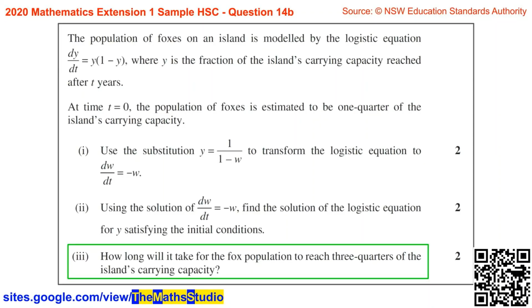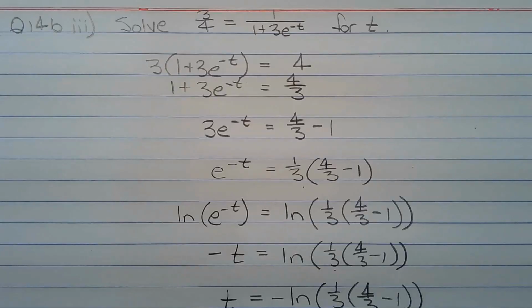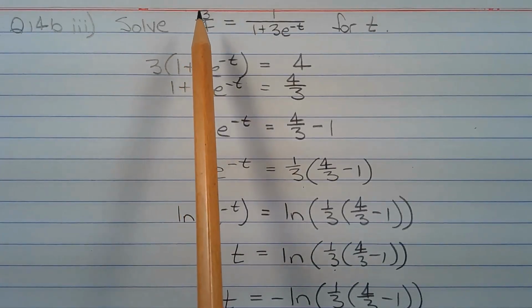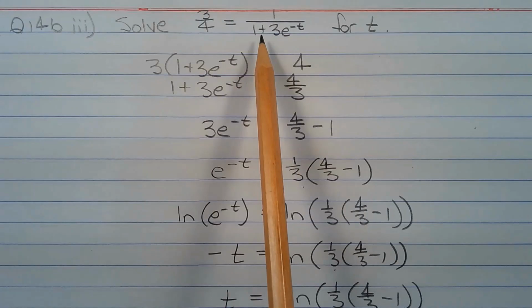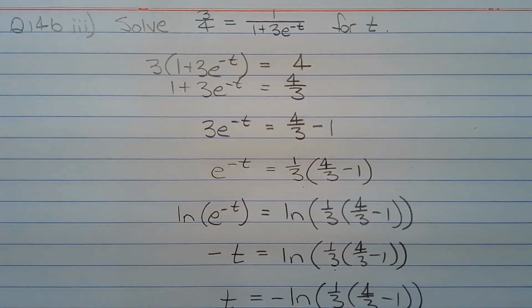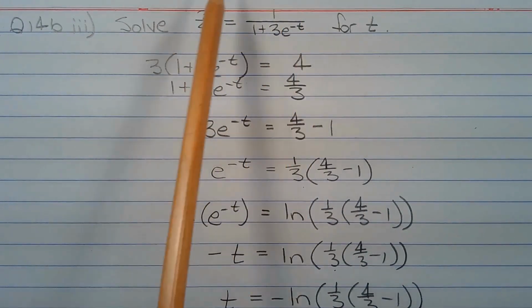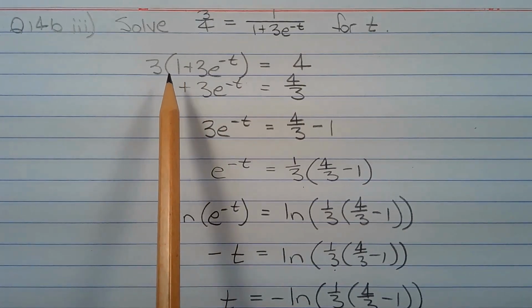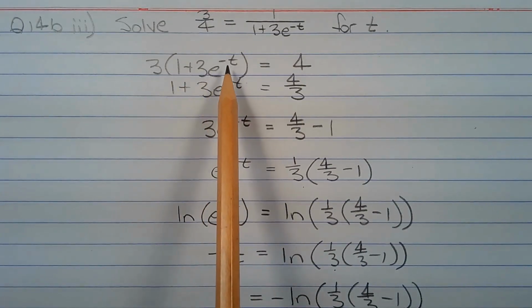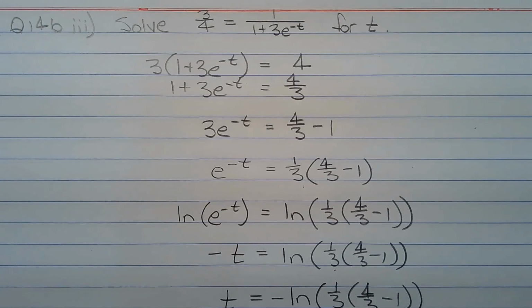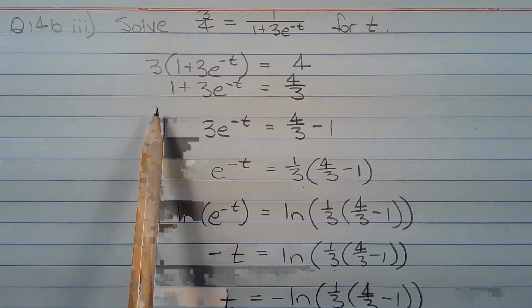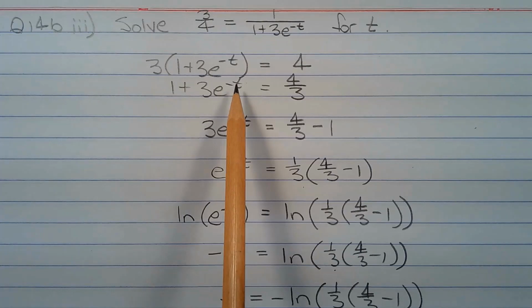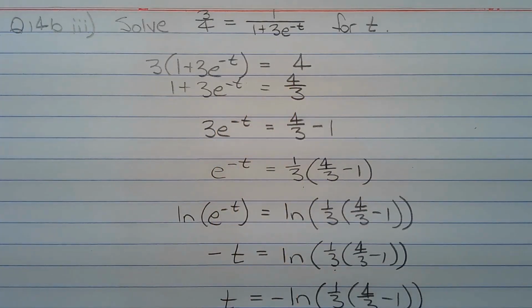Part 3. How long will it take for the fox population to reach 3/4 of the island's carrying capacity? Solve for t the equation 3/4 = 1/(1 + 3e^(-t)). By cross multiplication, the equation becomes 3(1 + 3e^(-t)) = 4. Dividing both sides by 3, we get 1 + 3e^(-t) = 4/3.